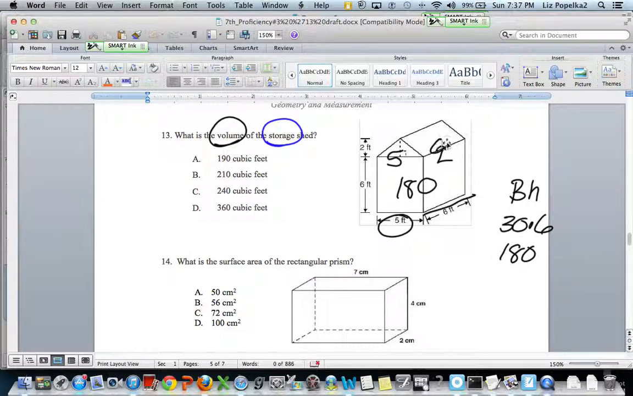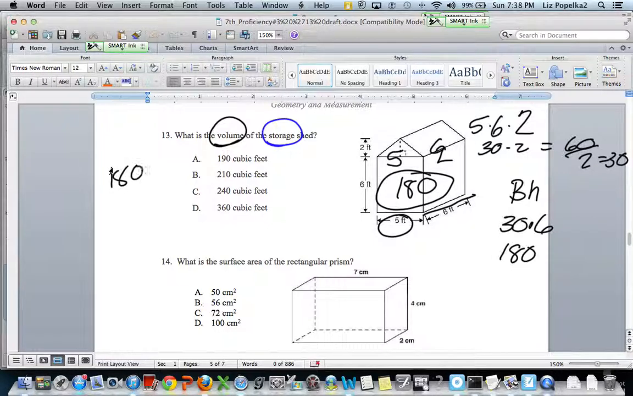So if we do 5 times 6 times 2, length times width times height, that'll give us 5 times 6 is 30. 30 times 2 is 60, but remember that we have to cut it in half because a triangular prism is half of a rectangular prism. So 60 divided by 2 is 30. So the volume of the bottom is 180 plus the volume of the top is 30. If we add all that together, that gives us a total of B, 210 cubic feet.